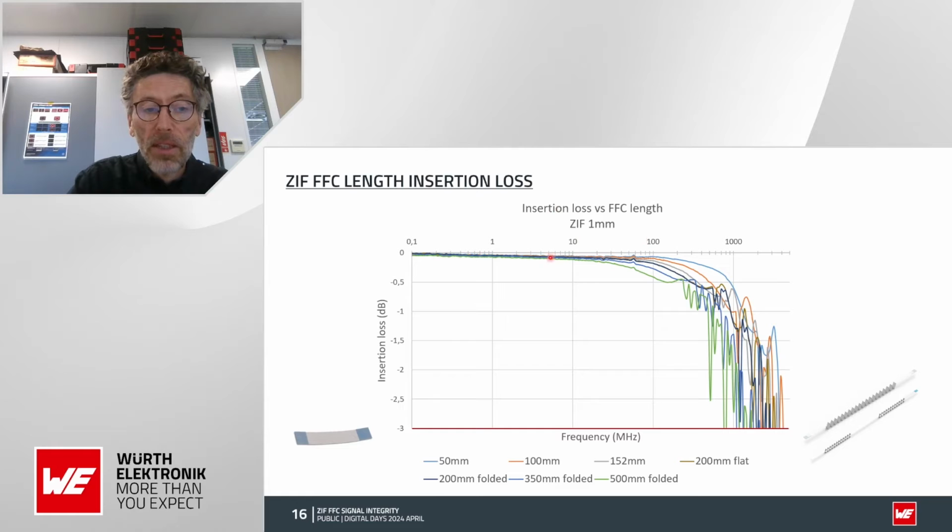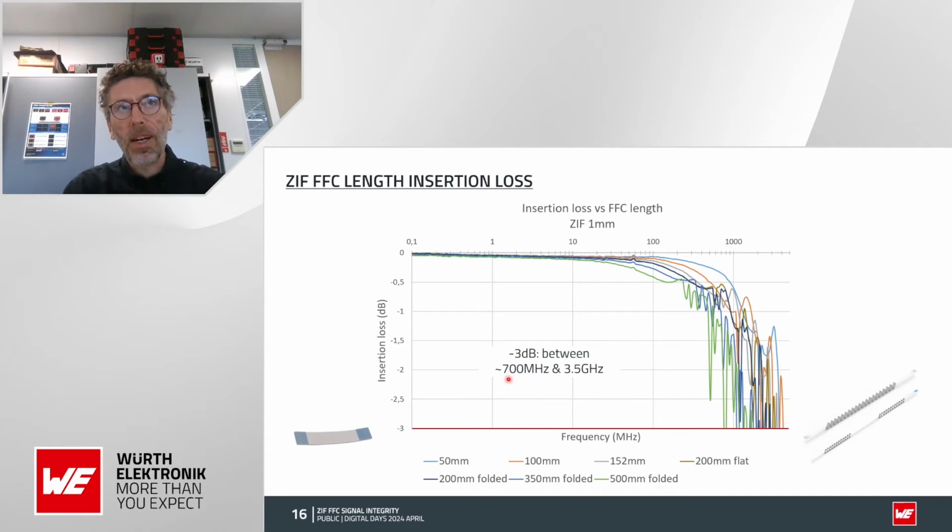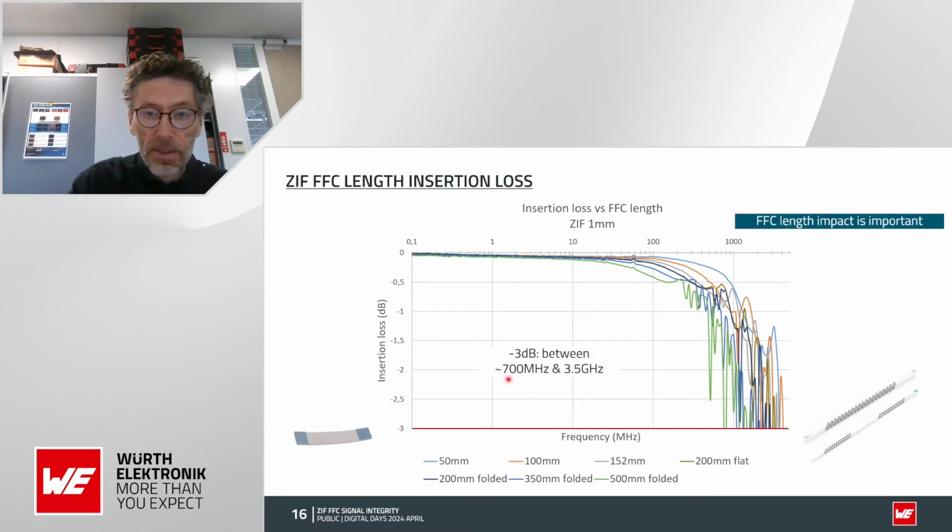Obviously, that's the same for the insertion loss. This is the same scale, insertion loss in decibel here. At minus 3 dB, you see that for the 50 millimeter, you've got a bandwidth of 3.5 gigahertz, which is really, really high. And at 500 millimeter, you've got a bandwidth of 700 megahertz, which is also really high. So you can really work with the ZIF and FFC. And of course, the signal integrity will decrease when you increase the FFC length.